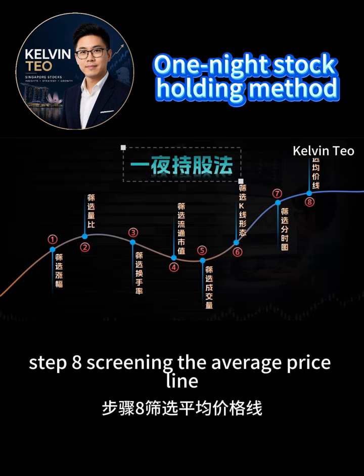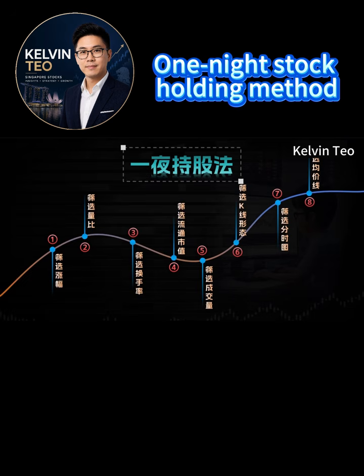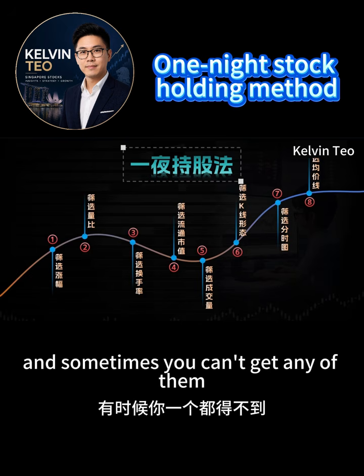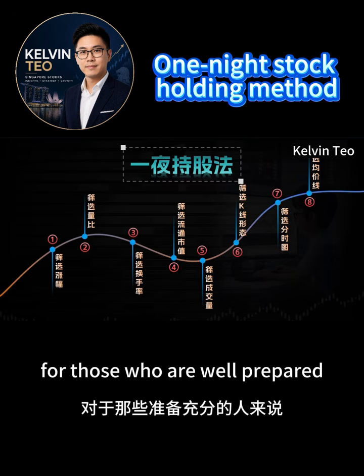Step 8. Screening the average price line. After screening through the previous 7 steps, the remaining targets are very strong. It's good quality according to the market opportunity, and sometimes you can't get any of them. This is normal. Be patient. Opportunities are always reserved for those who are well prepared.